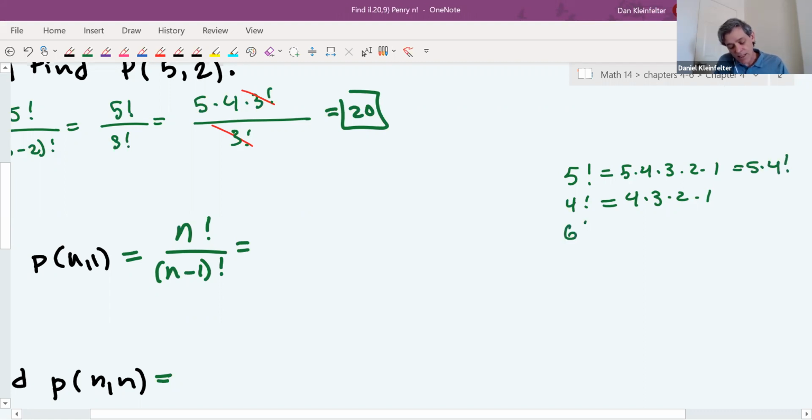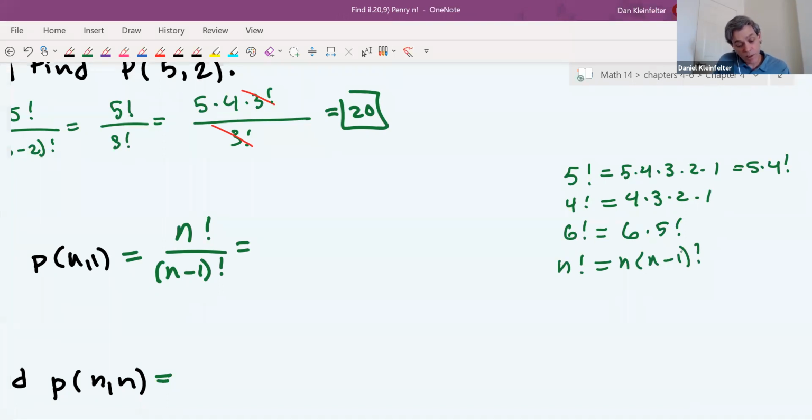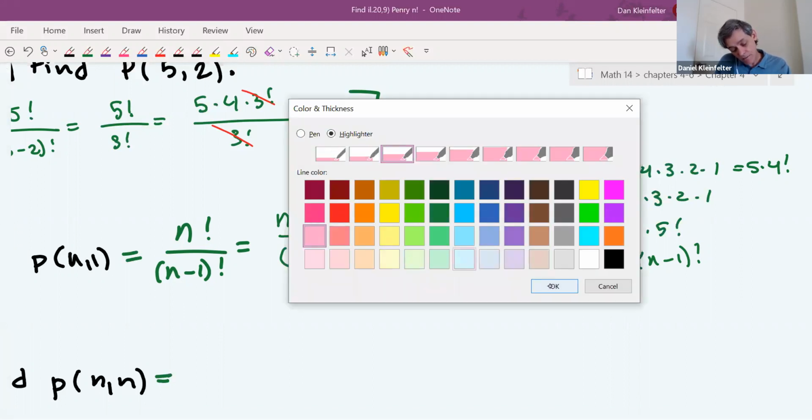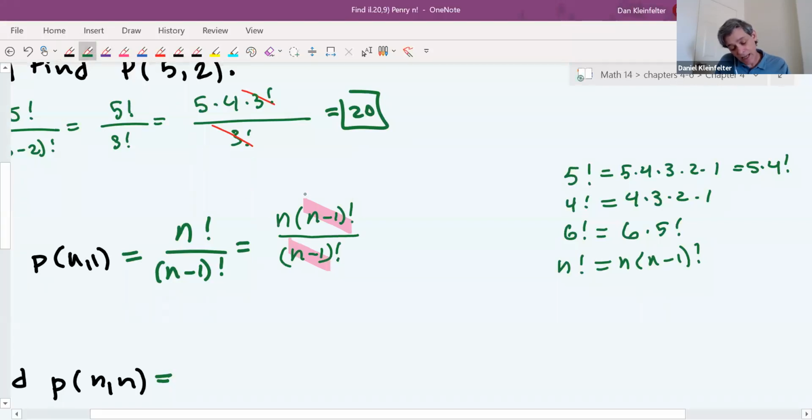And if you think about it, what would 6 factorial be like? 6 factorial would be 6, 5, 4, 3, 2, 1, or 6 times 5 factorial. In general, n factorial is n times n minus 1 factorial. So you can peel off one number and then multiply by the factorial of the preceding number. So n factorial in our example here, we'll write that as n times n minus 1 factorial. And down below, we still have n minus 1 factorial. Those two n minus 1 factorials are going to cancel out, and that will leave us just with n, right?